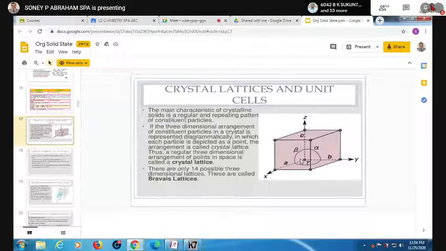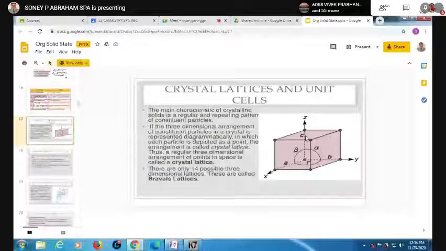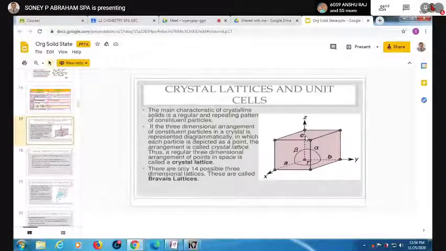Whenever you are taking a unit cell, each and every unit cell will be characterized by the values of these edge lengths. So a, b, and c are the edge lengths, and the three angles alpha, beta, and gamma characterize a unit cell. Suppose a, b, and c are all equal, and alpha, beta, and gamma, all three angles, are equal to 90 degrees, what will be the shape of the unit cell? Cubic. It will be a cubic unit cell.